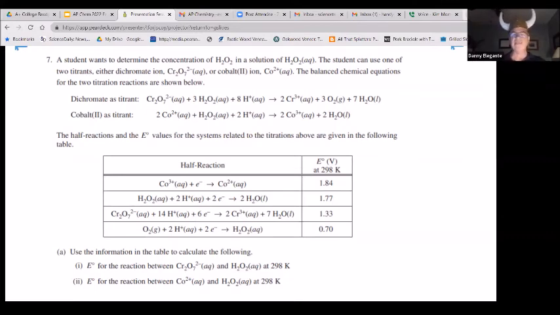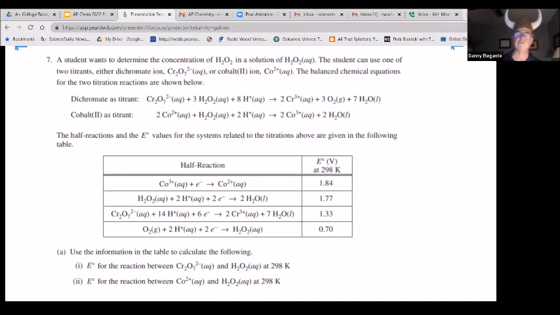So they give you what are called half reactions, and they give you the goal equations at the top. So see where it says dichromate is titrant. Okay, that's an equation that we're going to try and use, right? We're going to try to get to that equation. So in part A, subpart I, it says, what is the E for the reaction between Cr2O7 and H2O2? What I want you to do is find the equations that have Cr2O7 and H2O2.